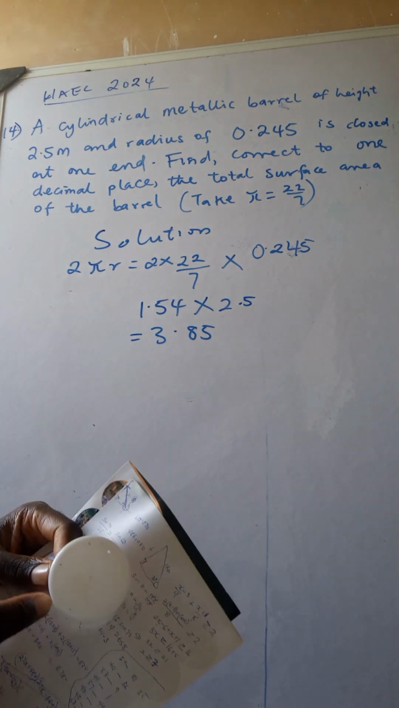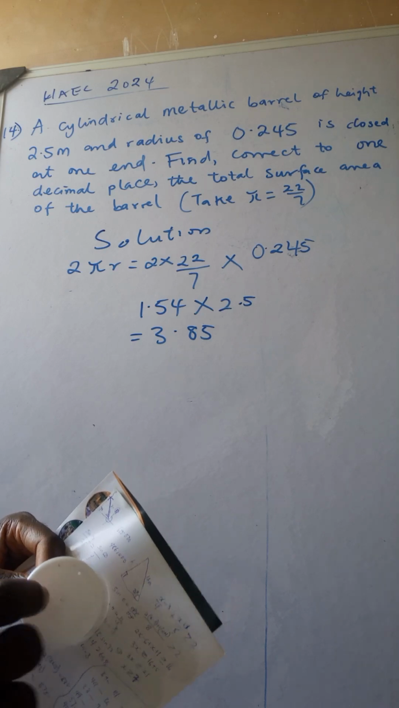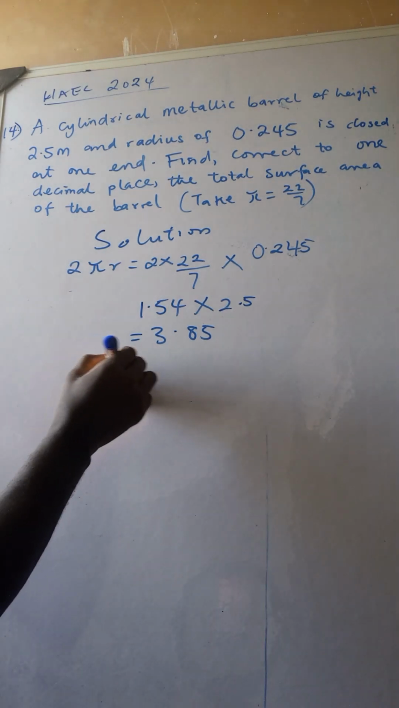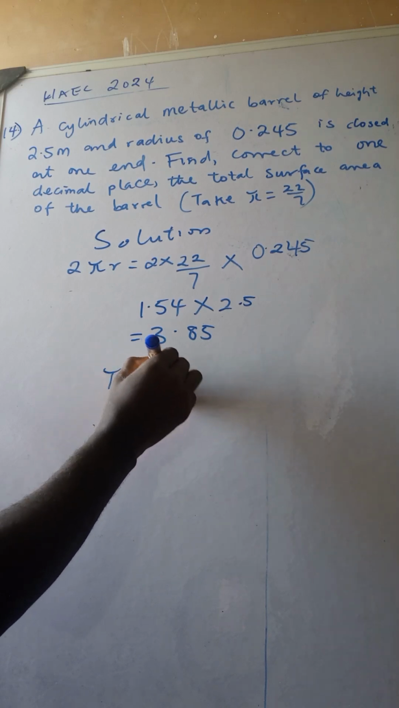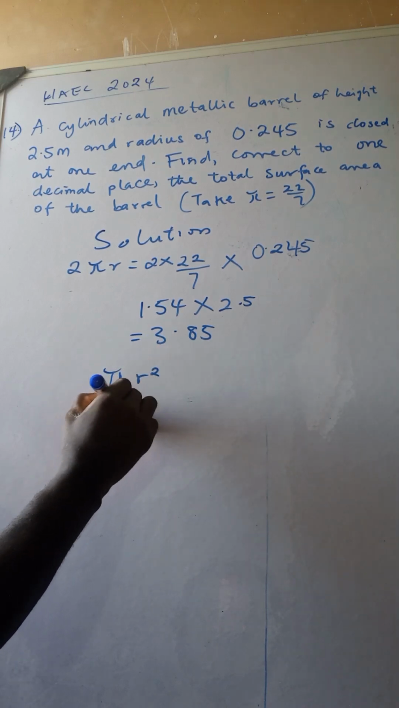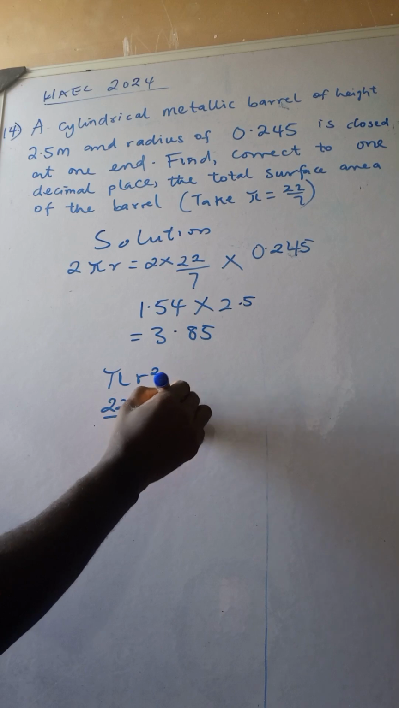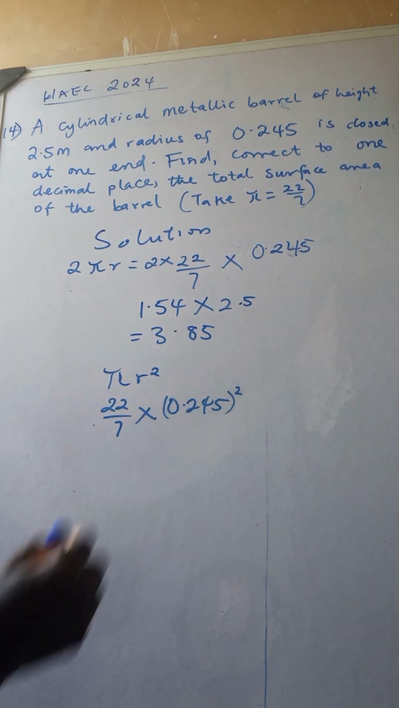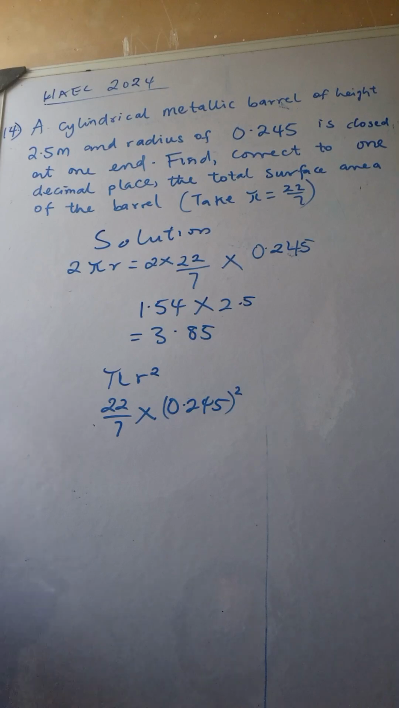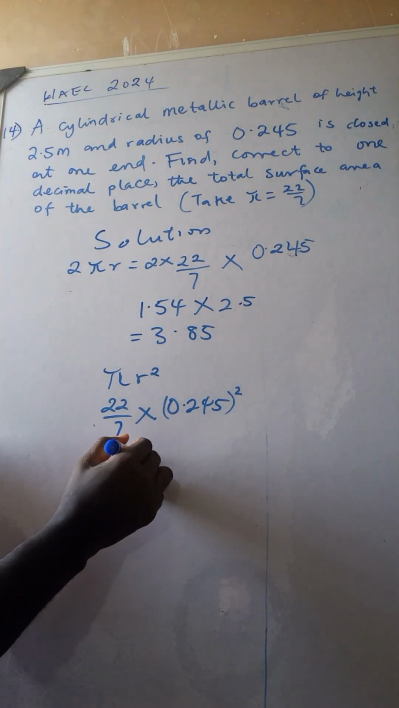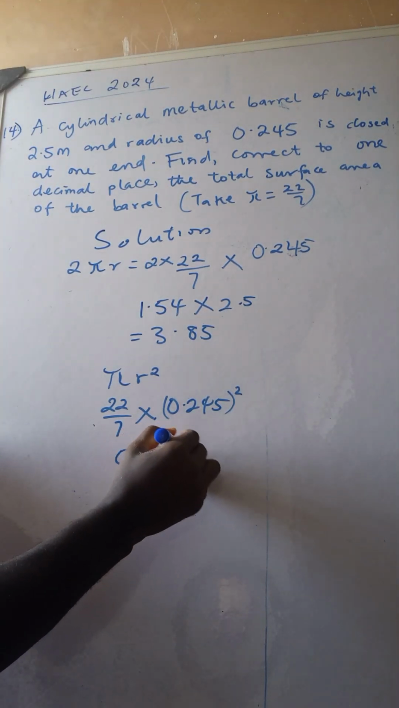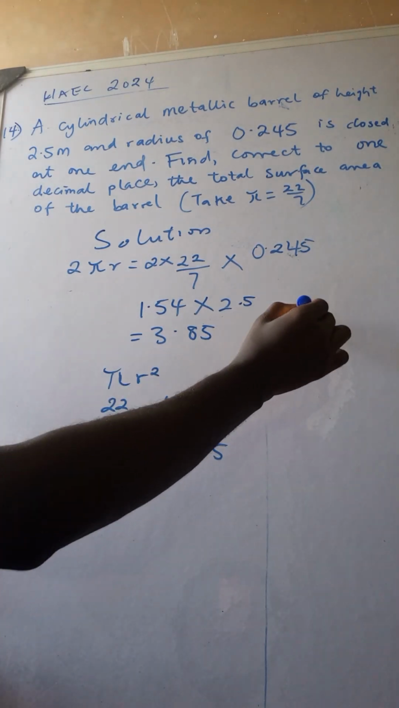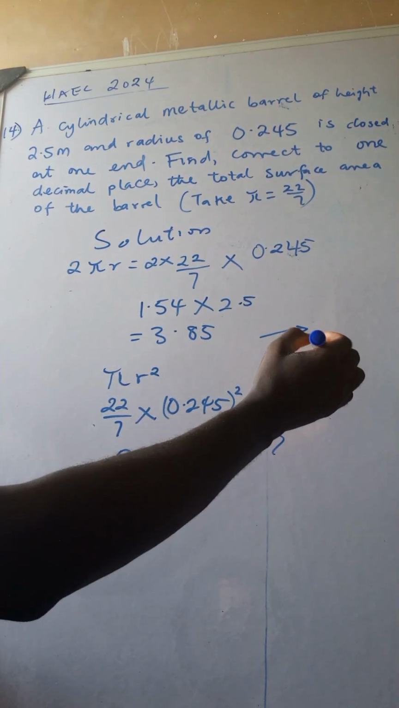So to get the total surface area, you're now going to find this area, and you do that by finding the area of the circle. So the area of a circle is equal to pi r squared. So our pi is 22 over 7 times 0.245 squared. So if you punch that in your calculator, you are going to get 0.18865.